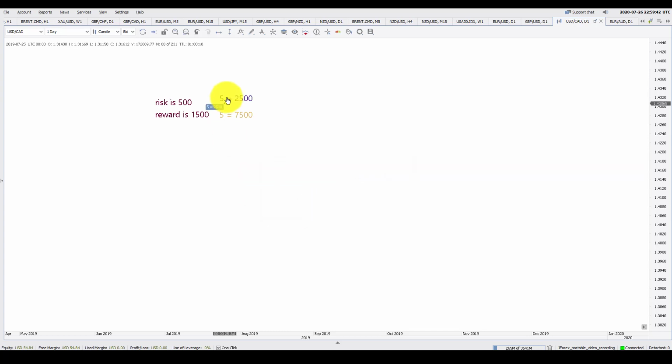So you see, 5 times you lost, 5 times you won. 5 times when you lost, you lost 5 into 500, 2500, and because you were targeting 1500, so 5 times you got it and you got 7500. And you can do the simple mathematics.